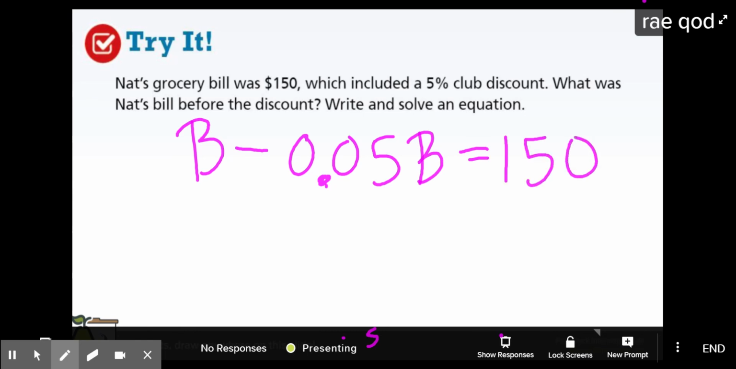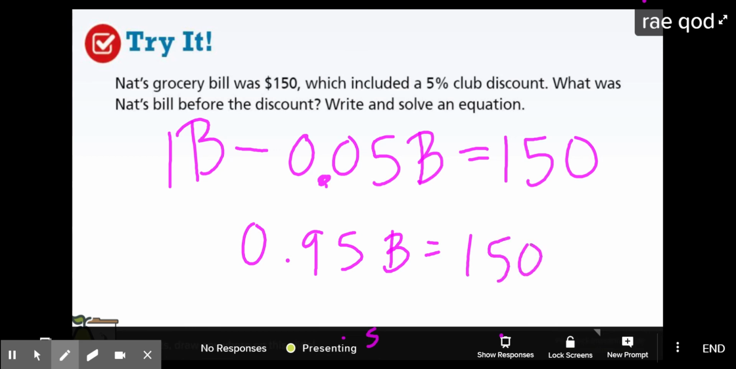Okay, so we need to combine our like terms, B and B. Again, this looks like I can't take anything away because it's just a letter. Don't worry, it has a coefficient of 1, even though we don't see it. This is the whole bill, just one bill. So we subtract 1 minus 0 and 5 hundredths, I get 0 and 95 hundredths. So that's how much they paid of the bill, not the full amount. They paid only this amount because there was a discount, which they paid $150.